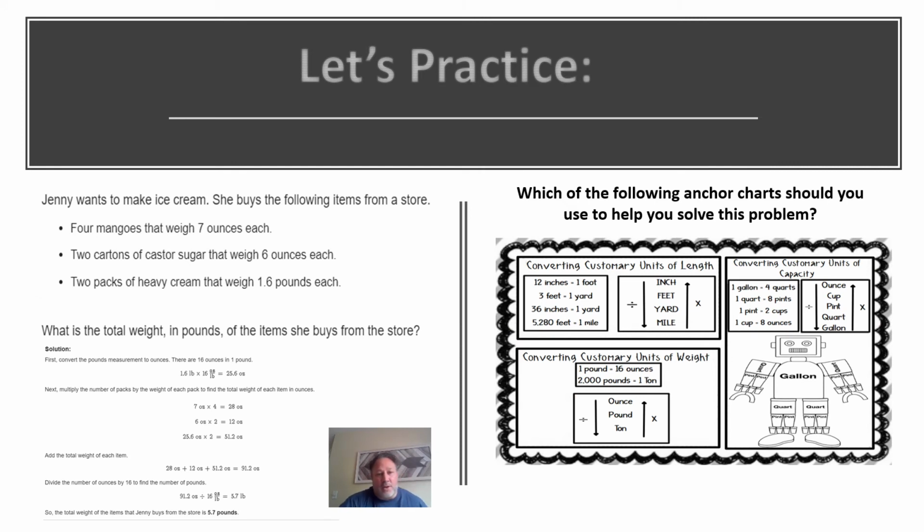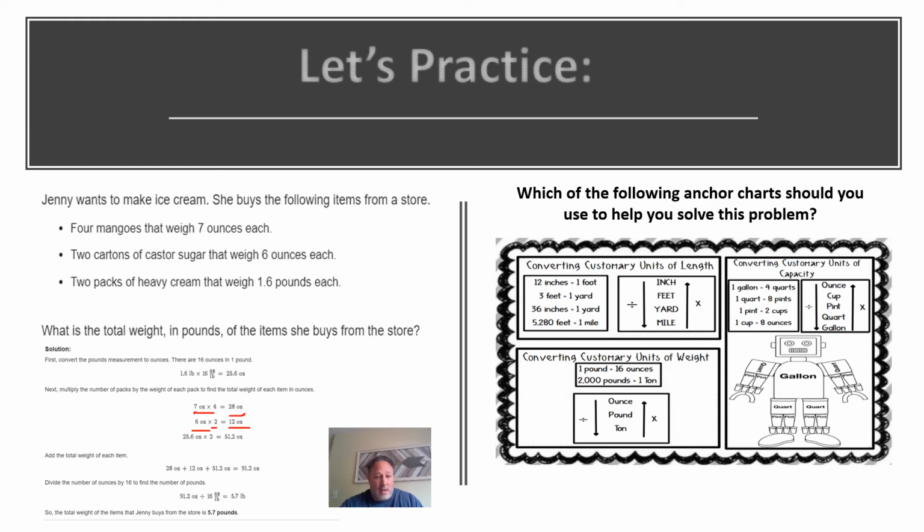So, Jenny wants to make ice cream. She buys the following items from a store. She has 4 mangoes that weigh 7 ounces each, 2 cartons of castor sugar that weigh 6 ounces each, 2 packs of heavy cream that weigh 1.6 pounds each. What is the total weight in pounds of the items she buys in the store? So if I do 7 ounces times 4, I'm going to get 28 ounces because 7 times 4 is 28. And then I take the 6 ounces of the sugar times 2, I will get 12 ounces.